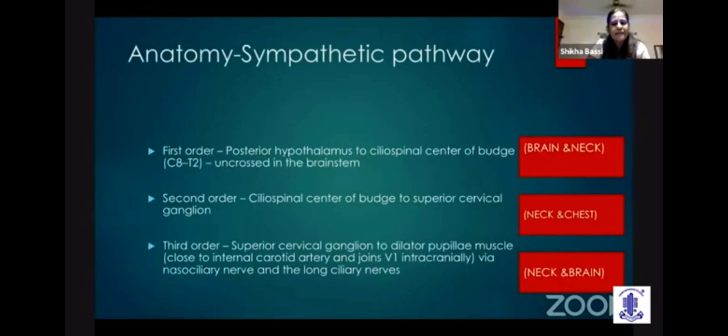Now the relevant sympathetic pathway anatomy. Here the first order neurons start from the brain, in the posterior hypothalamus. From there, it goes to the ciliospinal center of Budge, at the level of C8 and T2. From there, the second order neuron reaches the superior cervical ganglion, and from the superior cervical ganglion, the third order neuron starts and goes inside the brain along the internal carotid artery and reaches the dilator pupillae muscle.